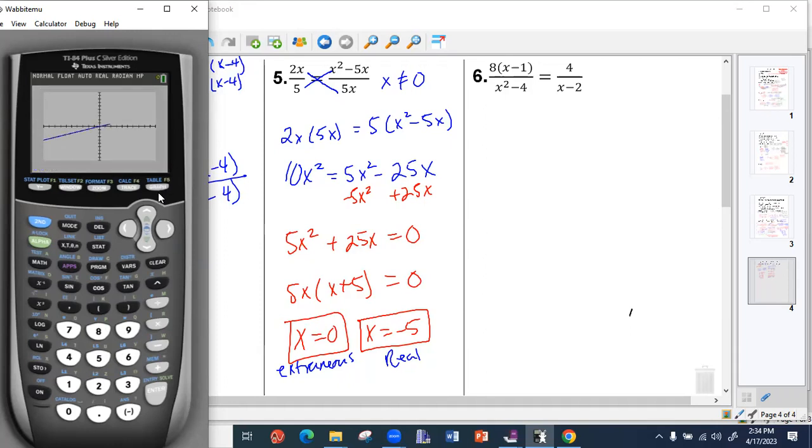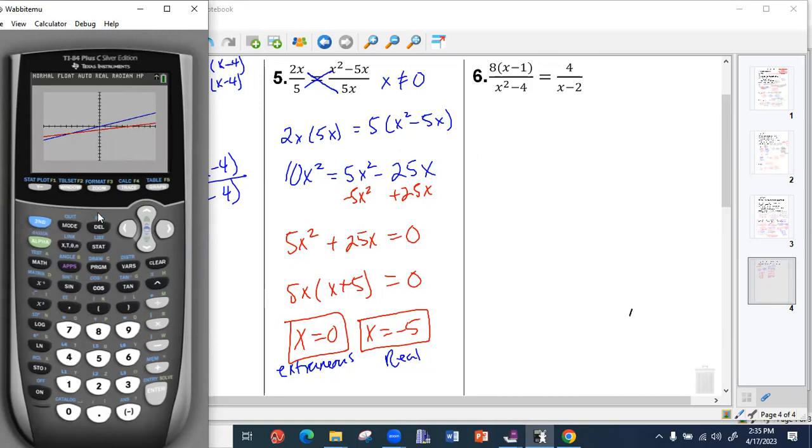Notice it graphs the first function, then it graphs the second function. Please ignore that bell. When it graphs, I can clearly see that they intersect at one point. Notice how at x equals 0, they do not intersect. So that's another example of why this is an extraneous solution.